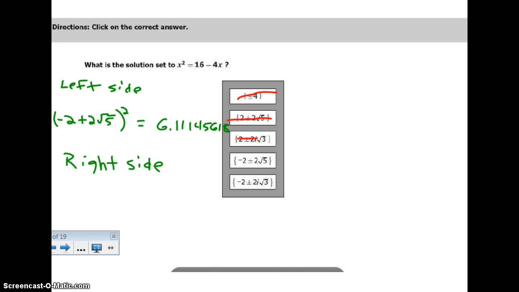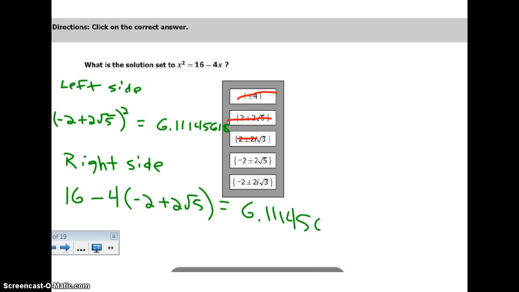The right side is going to be 16 minus 4 times x. So that's going to be 16 minus 4 times negative 2 plus 2 radical 5. Notice how we're using the same exact value for x. And hit enter. And what do you get? You get 6.11145618. Do your decimals match? They sure do. So, there's your answer. Good job.